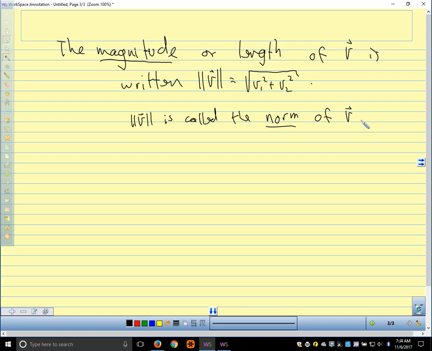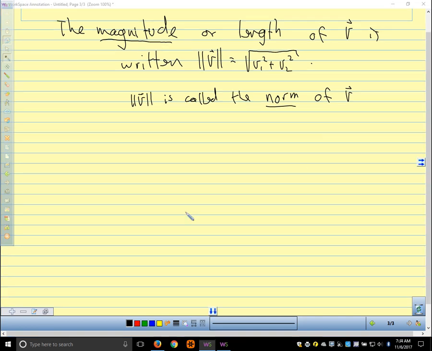Normal is a different thing. If our magnitude is 1, we call v a unit vector. And unit vectors are going to be very important for what we do in Calc 3.